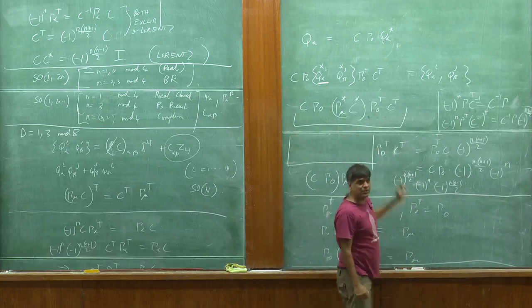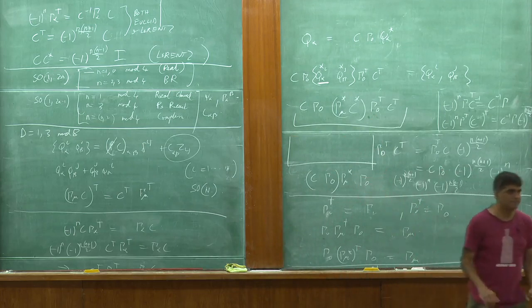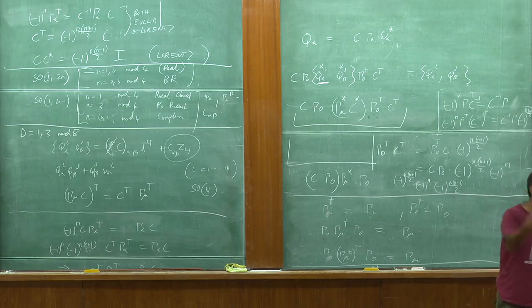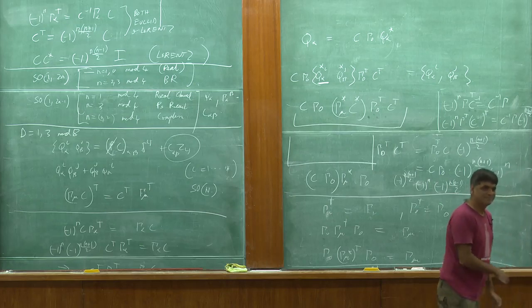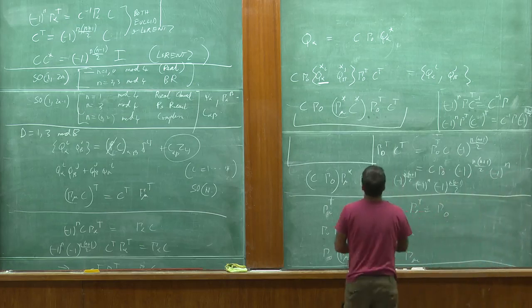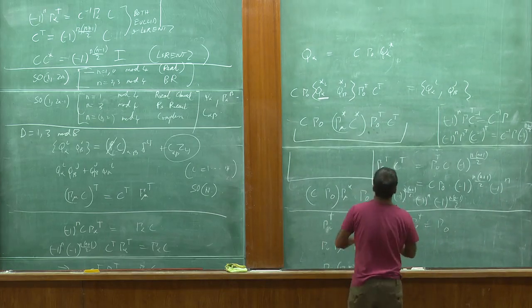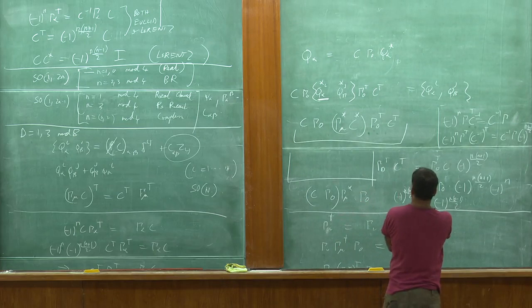First, gamma 0 was an antisymmetric matrix. In our basis, gamma 0 is antisymmetric, so gamma 0 transpose is minus gamma 0. Okay, so we'll just use that. Gamma 0 transpose is minus gamma 0. But I want to interchange the order.